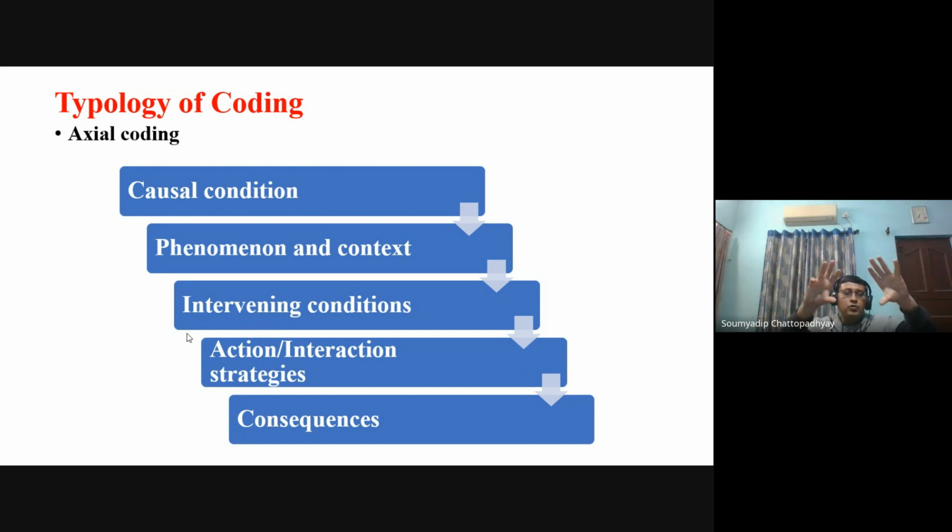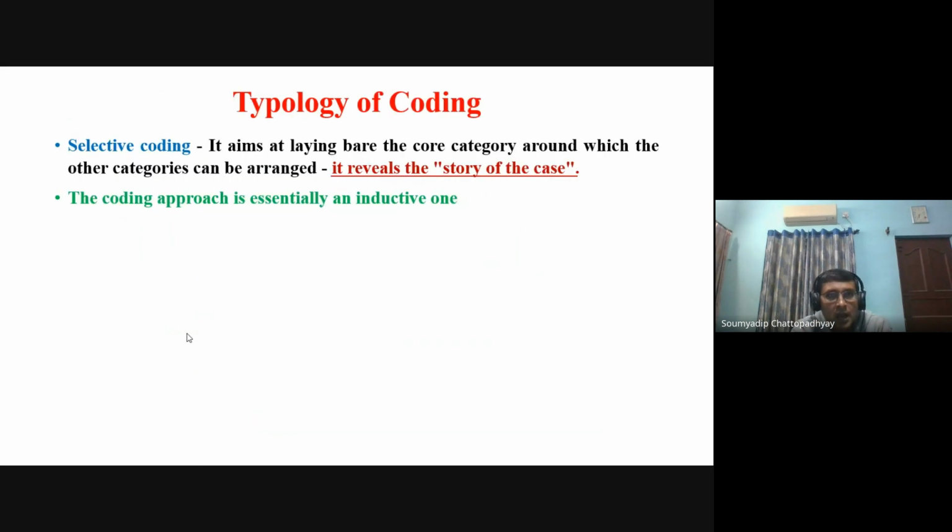That means when you are having a particular field note, or you are encountering a particular interview, that may be in audio form, or you may have an audio-visual recording. When you are listening to that record for analysis, and if you are following axial coding, then you have to follow these particular steps to approach the analysis in a much more systematic fashion.